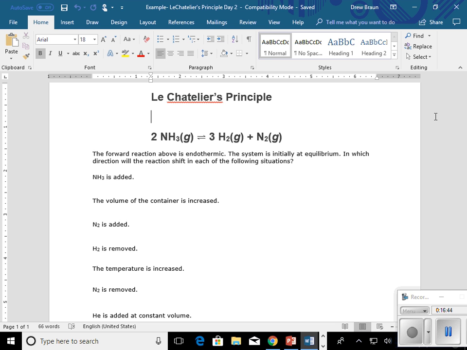All right? Now, the final one is that ammonia is removed. If I take away ammonia, what happens? If I take away ammonia, how does the reaction shift? It goes towards the reverse. So it's going back to create more ammonia because I just took that ammonia away.